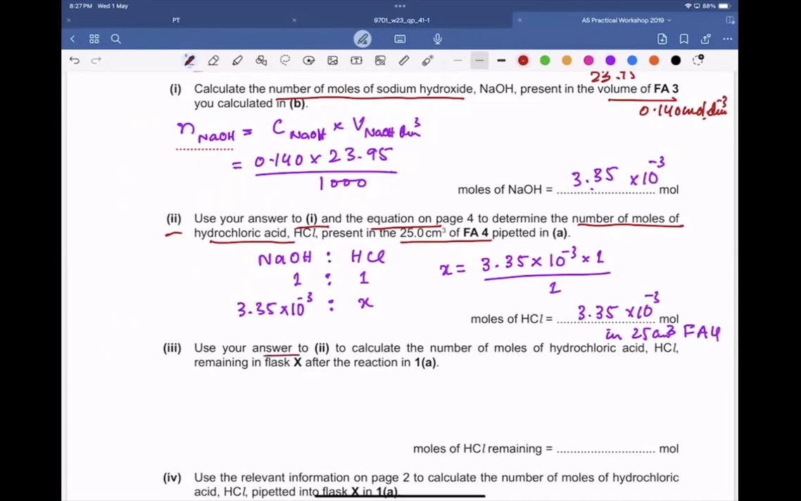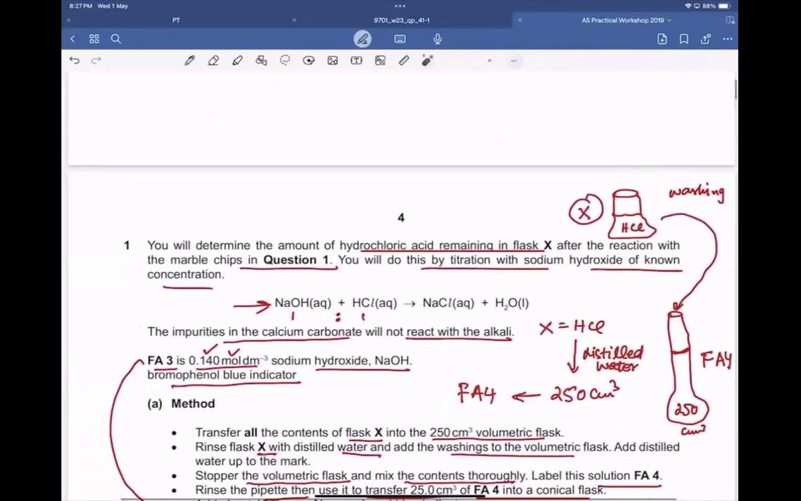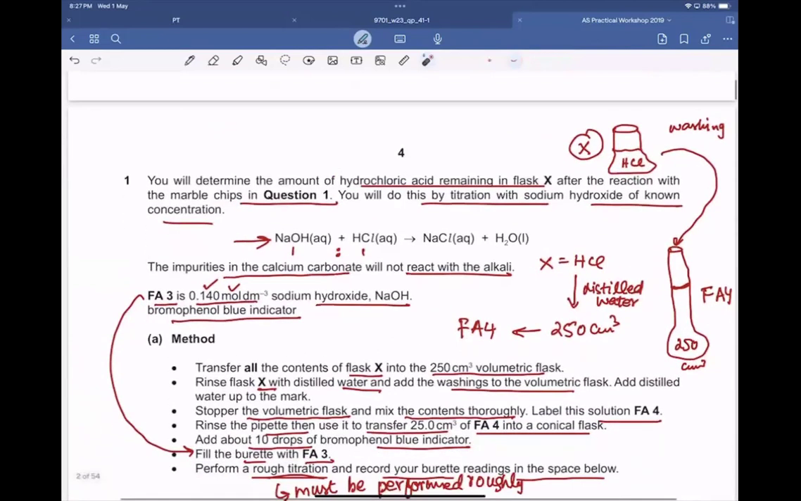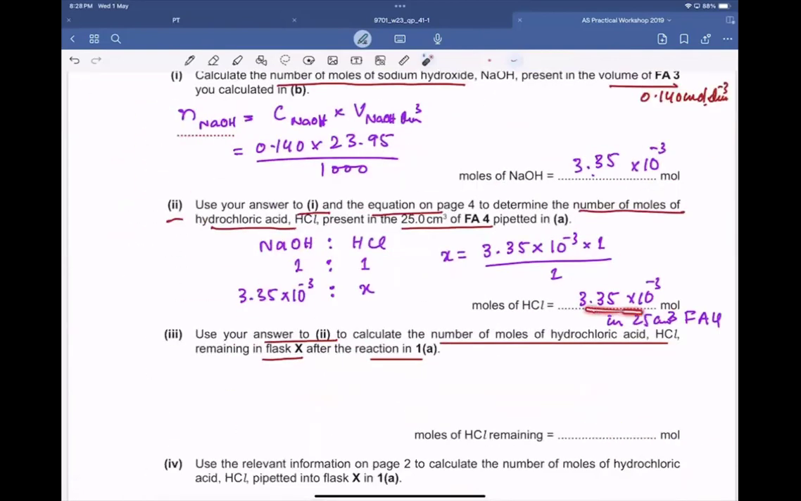Okay. Now use your answer to 2 to calculate the number of moles of hydrochloric acid remaining in flask X after reaction in 1A. So that's what they have told us in the initial, that these are the HCl which are remaining. And we have diluted it to 250 centimeter cube of FA4, and from that we have taken out 25 centimeter cube and performed the titration. Is this clear? So from here, we have to move back.